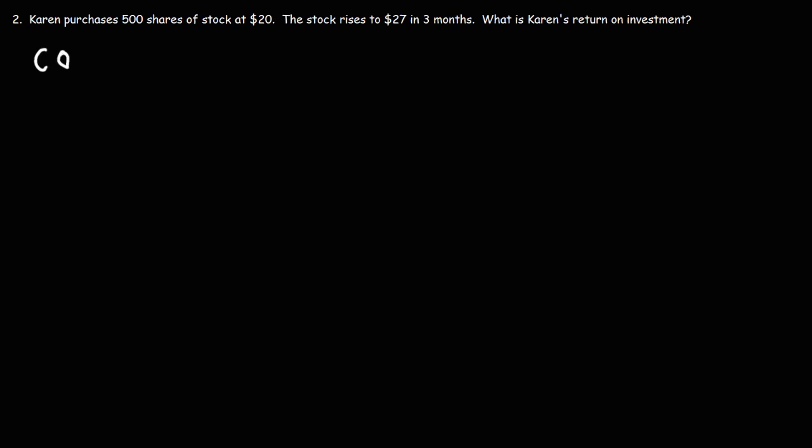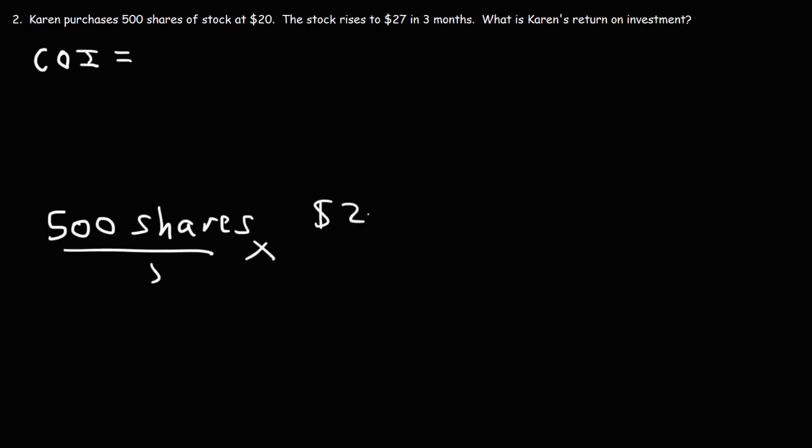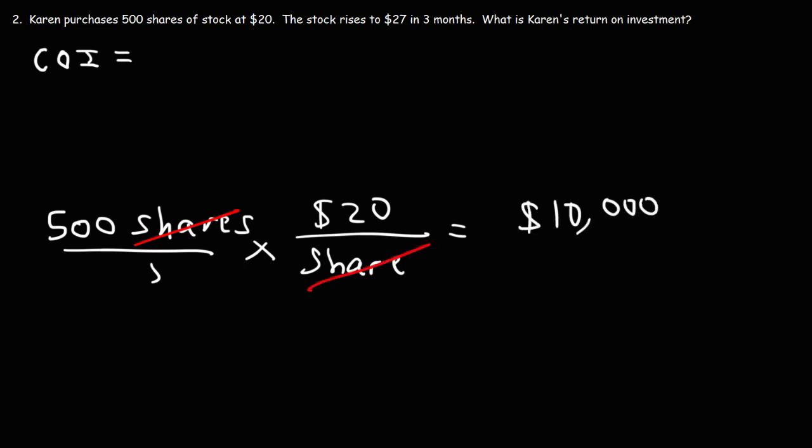Let's begin by calculating the costs of the investment. So she purchased 500 shares of stock, and each share is $20. So she bought it at $20 per share. So the cost of the investment is 500 times 20. So she invested $10,000 into this company, whatever the company is. So that's the cost of the investment. It's $10,000. Now let's see what the current value of her stock is.